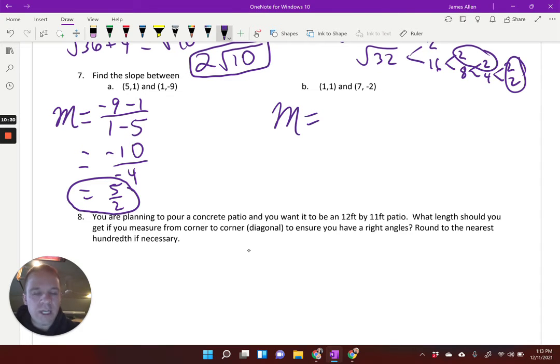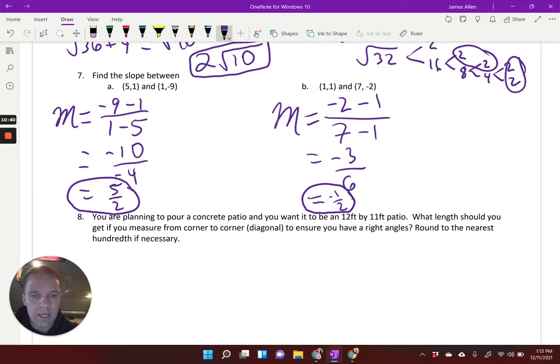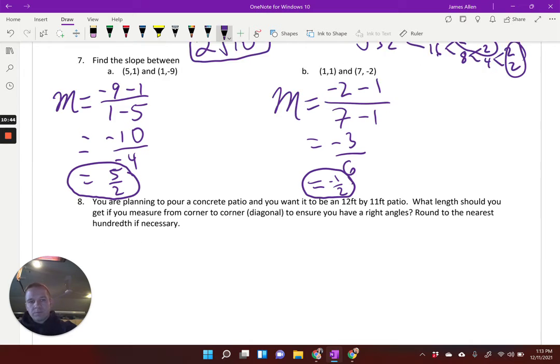Again, our slope, change in y, negative 2 minus 1 over the change in x, 7 minus 1. That gives me negative 3 over 6, which is negative 1/2 for my final answer. Awesome. Next one.